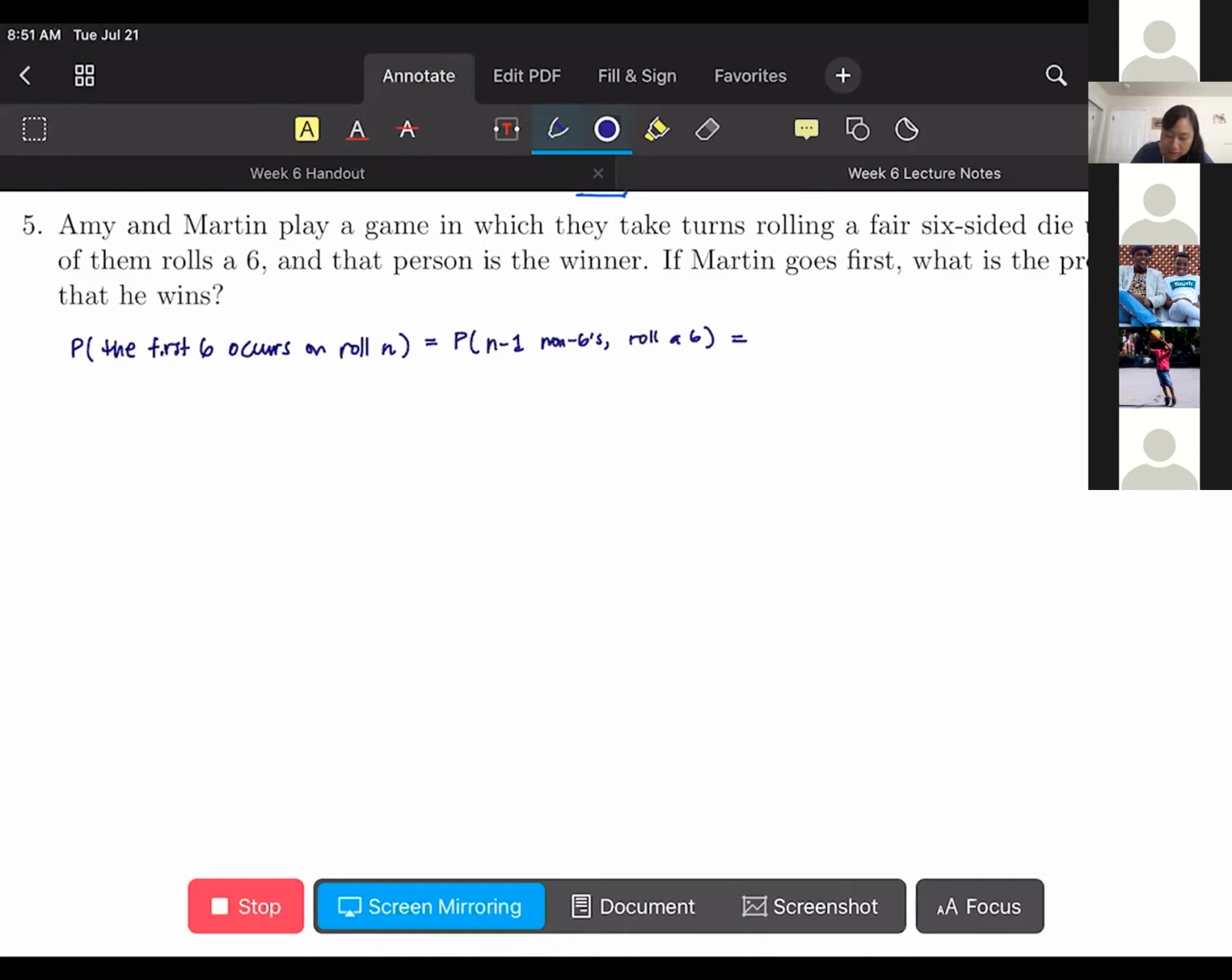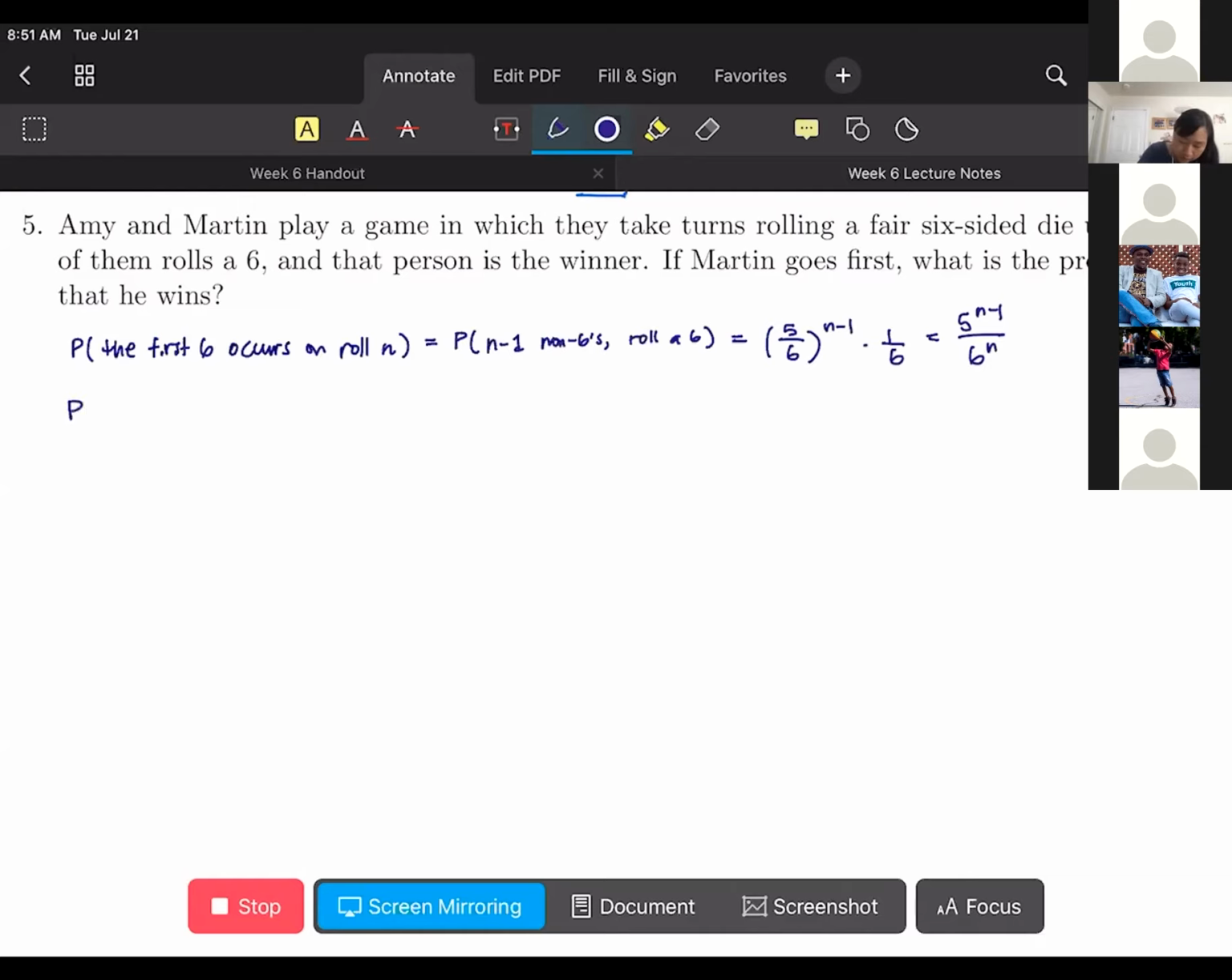And since we need to roll n minus 1 non-sixes, that's going to be 5 out of 6 to the n minus 1. And then we have to roll a 6. So we could write this as 5 to the n minus 1 over 6 to the n.